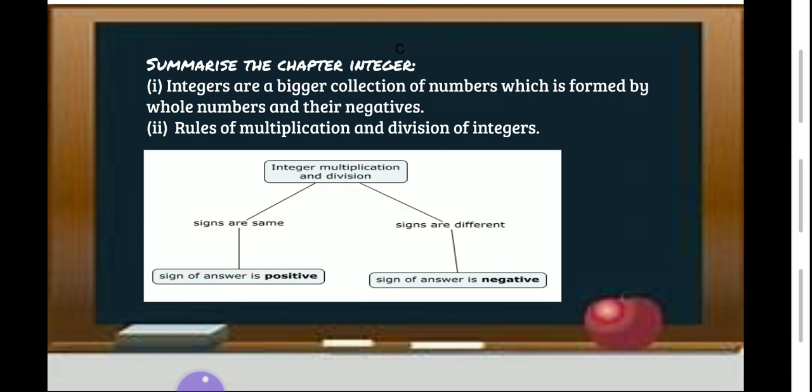Let's have a quick recap of the chapter we have done. Integers. Integers are a bigger collection of numbers which is formed by whole numbers and the negatives of them. We have done the rules of multiplication and also of division of integers. If the two integers are of the same sign and they are multiplied, the answer will be positive. If they are divided, again the answer is positive. You have to think of them as whole numbers.